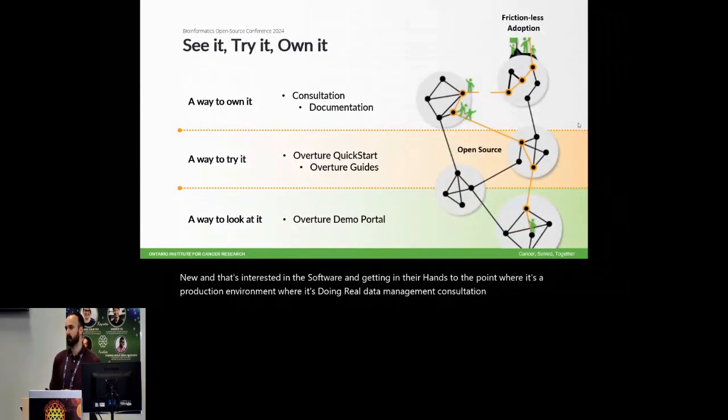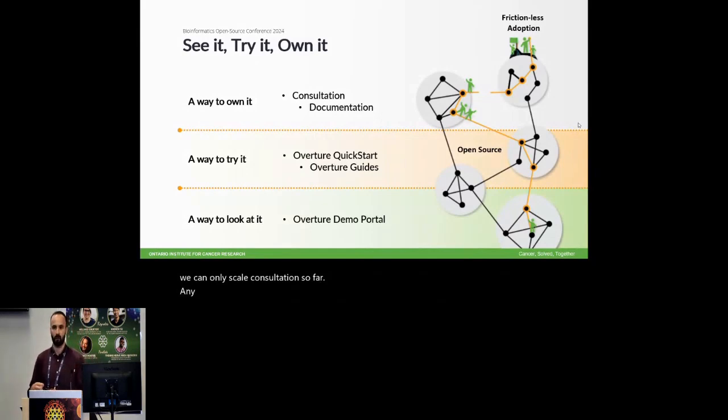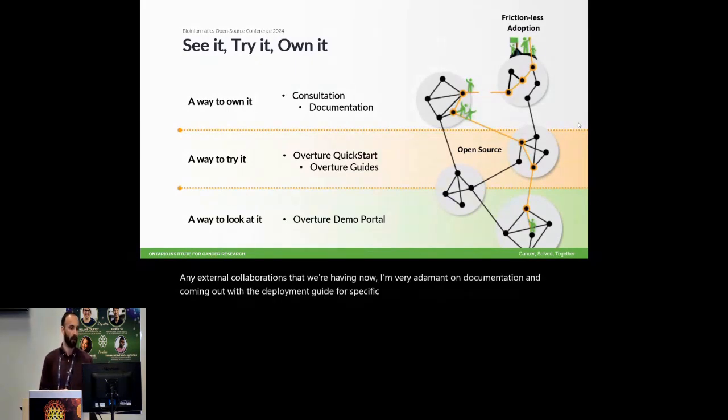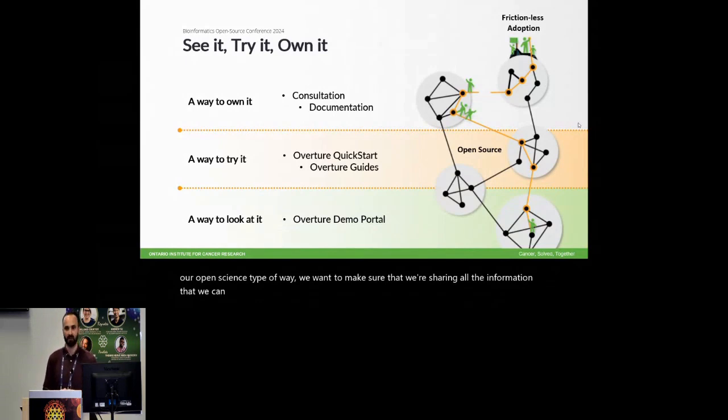Consultation is great, but we can only scale consultation so far. Any external collaborations that we're having now, I'm very adamant on documentation and coming out with the deployment guide for specific architectures. That way, we can help bridge this gap, because I feel if it's useful for one, it must be useful for many. And in our open science type of way, we want to make sure that we're sharing all the information that we can. So documentation is key. I mean, we hear it all the time, but especially in this case, documentation on deployment and deployment architectures definitely is an area of improvement that we're going to move forward with.